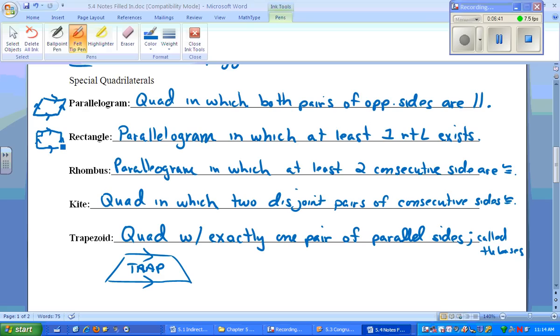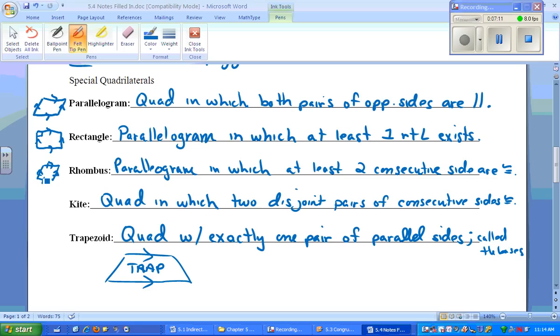A rhombus now is a parallelogram, so it's part of the parallelogram family, in which at least two consecutive sides are congruent. So it's a parallelogram where sides are parallel, but instead of having right angles, consecutive sides are congruent. That means every time, if you went here to here, they would be congruent. Here to here congruent. And once again, you're going around in a circle. So that means all the sides would be congruent.